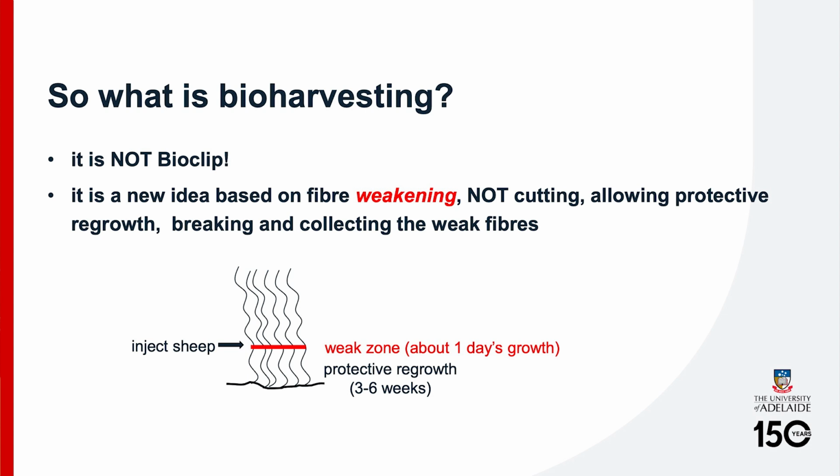What we're doing is using a chemical injected under the skin which weakens the wool. And that weak wool is then allowed to grow out for a period of whatever you like, 3, 5, we've done it out to 10 weeks. Let that regrowth occur so the animal's protected from hypothermia, sunburn, and so on, and then use a machine which goes across the animal and breaks the wool.